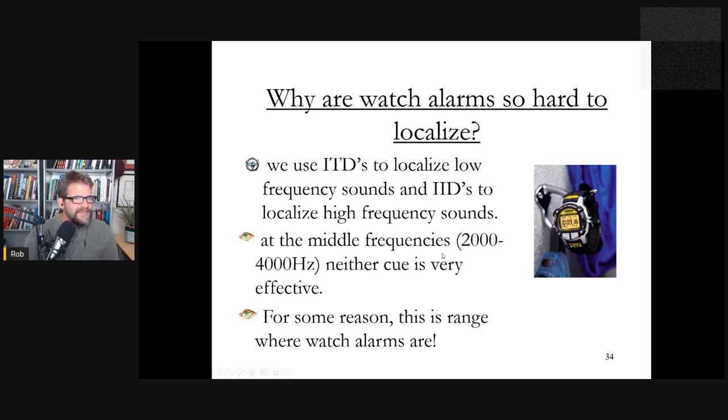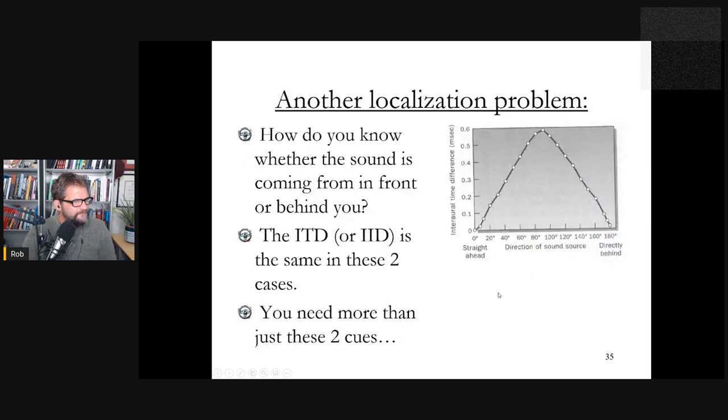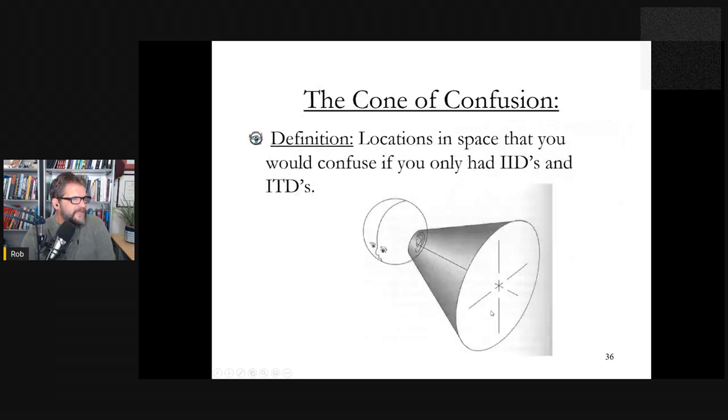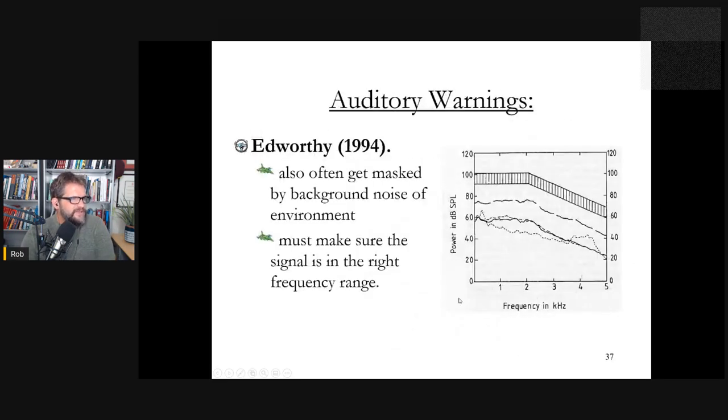So this is some of the things you have to deal with when you're creating an auditory warning. There's a problem in knowing whether the sound is coming from behind you or in front of you. They call it the cone of confusion.